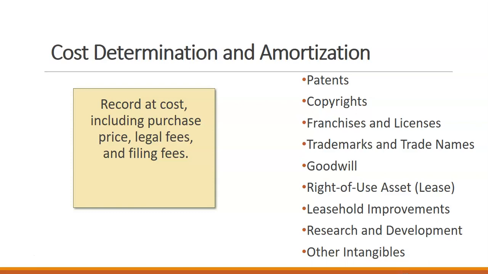When we record expenses against intangible assets, that is called amortization. And we record amortization expense against our intangible assets. That amortization expense is calculated very similarly to straight line depreciation.